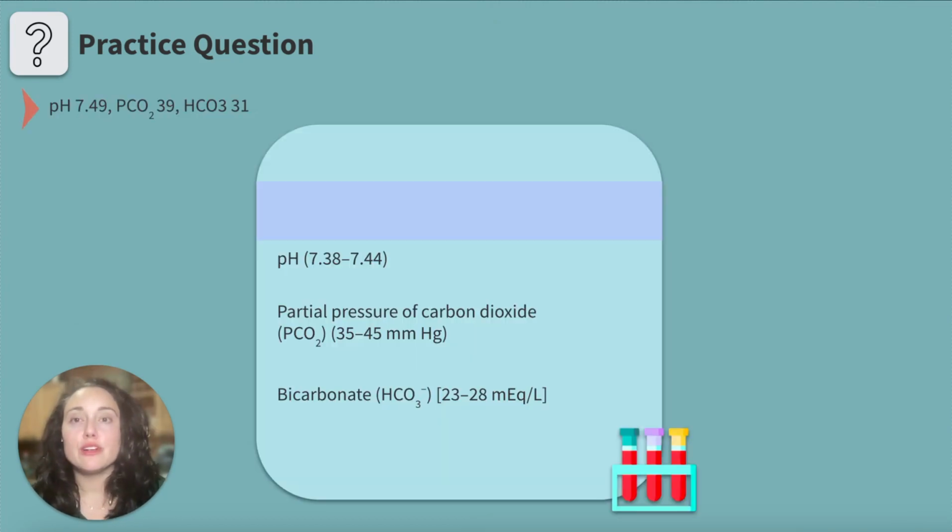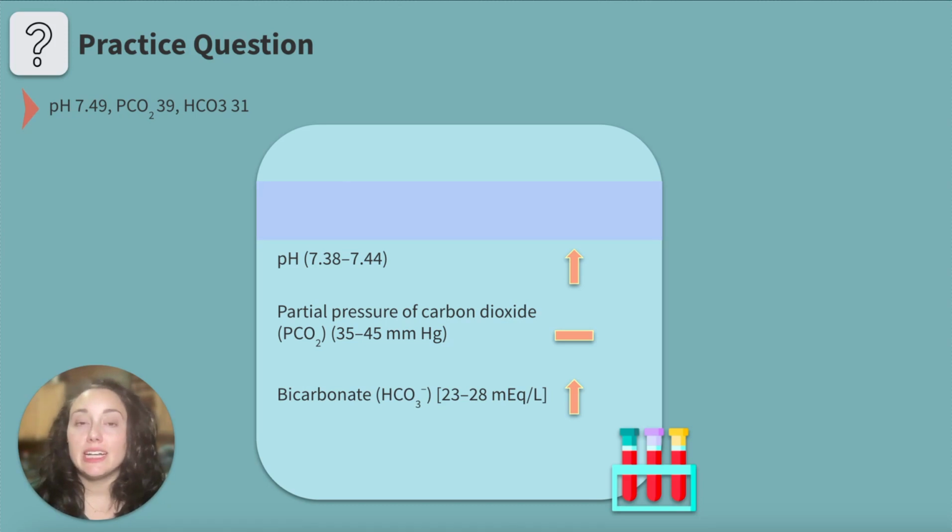Let's go through it. First, where would you place each of these values? Looking at the pH level of 7.49, would that be low, normal, or high? Yeah, high. What about the carbon dioxide level of 39? Normal. You got it. Okay, what are we thinking about the bicarbonate level of 31? High. That's right. So let's look at the pH first.